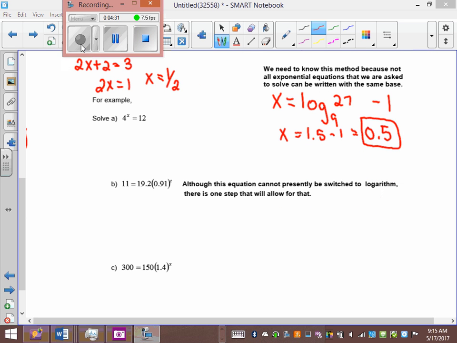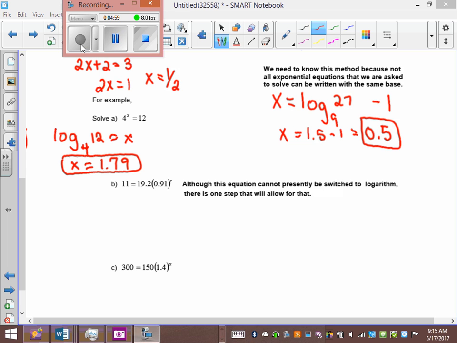So if I change this one, the base of my exponent becomes the base of my log, so log base 4. 12 goes beside it and always equals the exponent. And you literally just type in your calculator, what's log 12 divided by log 4? That gives 1.79, good enough.